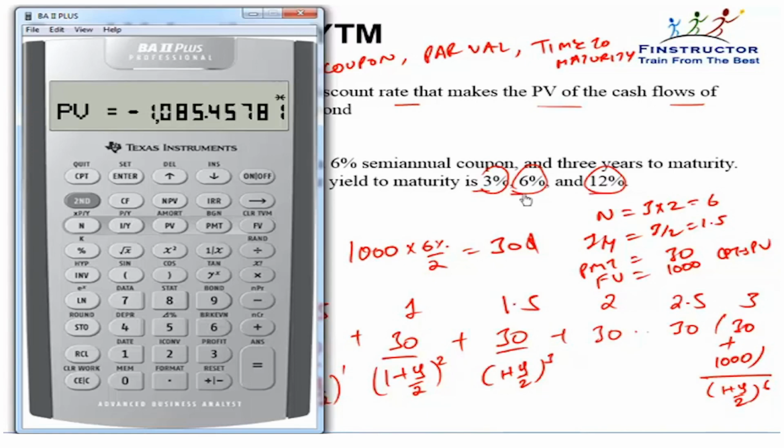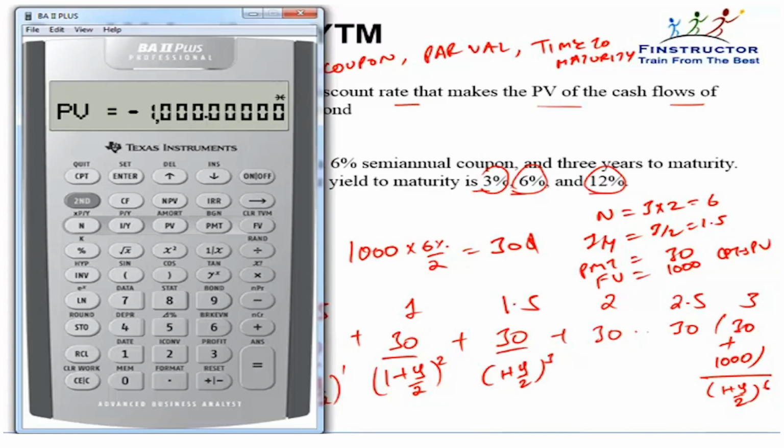Similarly, we can do and verify the calculations for 6% and 12%. The only thing we need to change is the I by Y. So for 6%, I by Y will be equal to 3. So just press 3 and press I by Y and compute PV. All other values have already been entered.